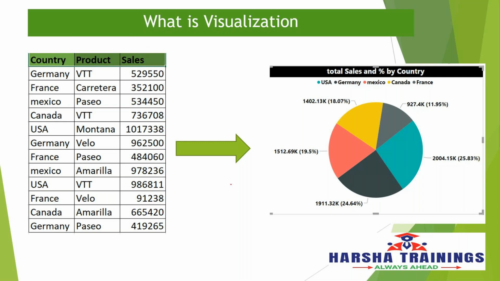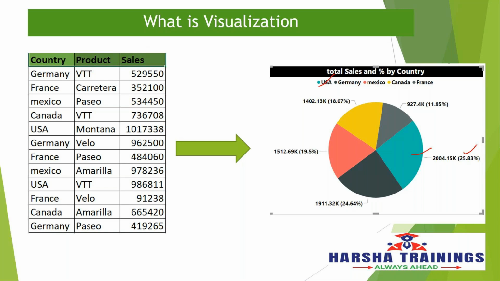Everyone knows this pie chart, right? In this pie chart, what is my total sales and percentage by each and every country? See, for the USA, how much total sales am I getting here? 2004.15K. It means 2.5 millions of sales from the US only. The percentage is 25 percent of the sales out of 100. So can I say the US is performing good in sales?